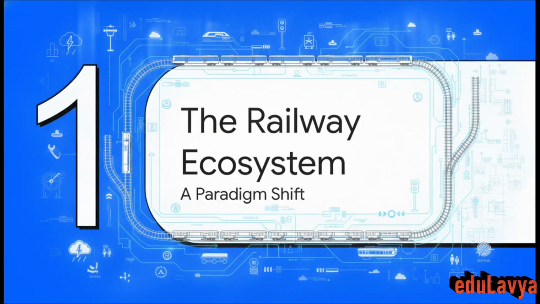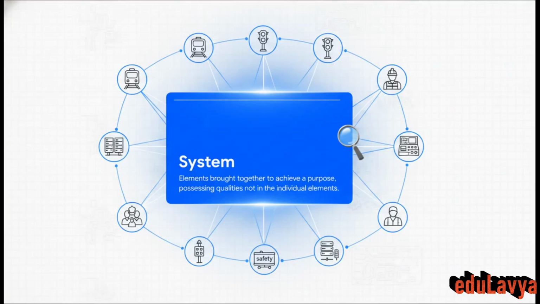Section 1, the railway ecosystem. Okay, so the absolute first thing we need to do is define exactly what we mean when we throw around the word system. Simply put, a system is a set of elements, subsystems, or assemblies brought together to achieve a specific purpose, like, say, moving thousands of commuters safely across a busy city.